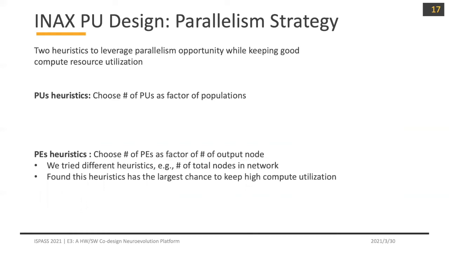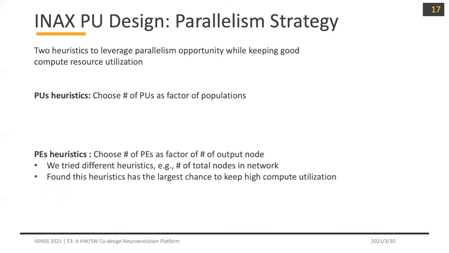Now let's look at our parallelism strategy. To be fair, we can pick the number of PU and number of PE as large as possible to maximize our parallelism opportunity. However, your compute utilization rate will be low. So we provide two heuristics to leverage the parallelism opportunity while keeping good compute resource utilization rate. First one is the PU heuristic. Because PU is working at the level of population, we choose the number of PU as a factor of population.